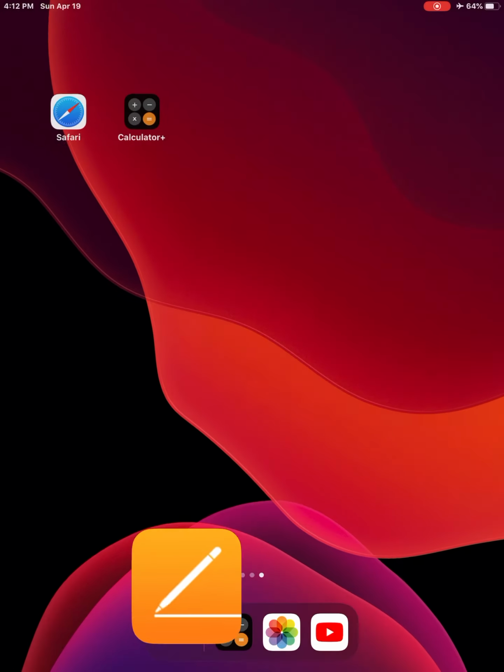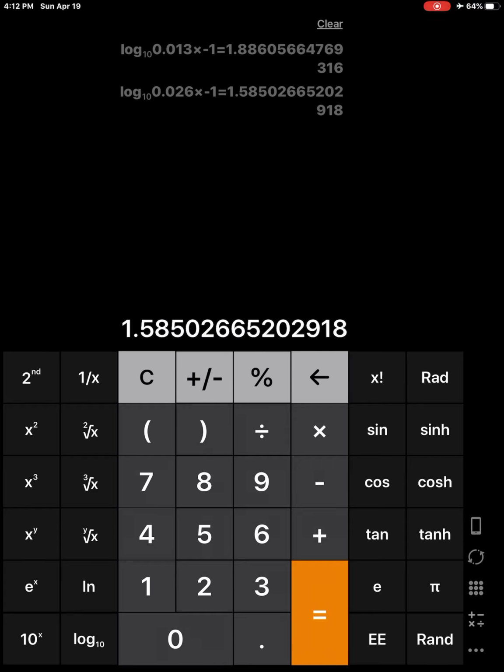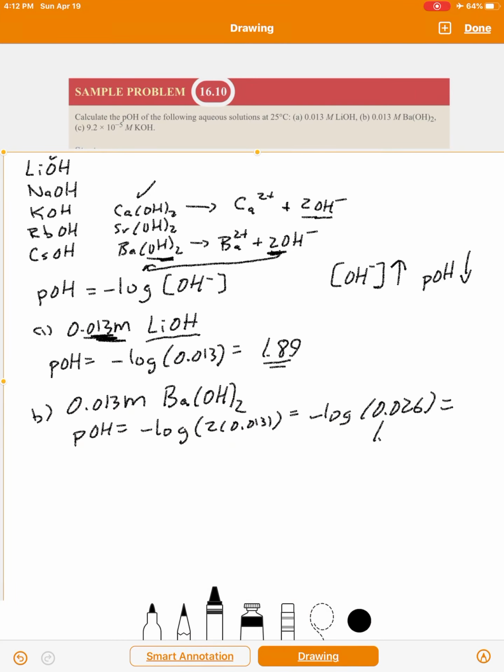Okay, so 0.026. We're going to take the negative log. So you take the log of it first and then multiply by minus 1. 1.59. Okay, so notice the pOH went down compared to part A, even though the concentrations of the ionic compounds were the same. The reason is you get twice as many hydroxides from barium.